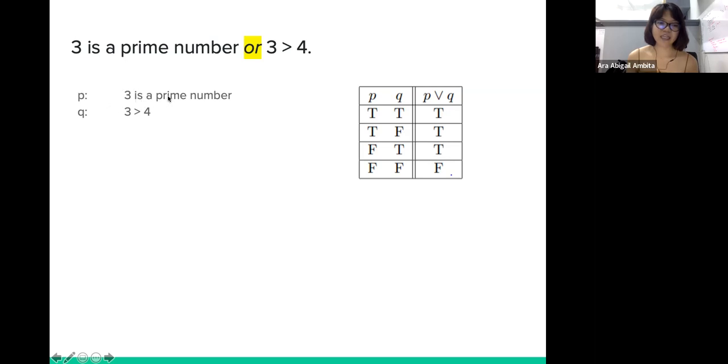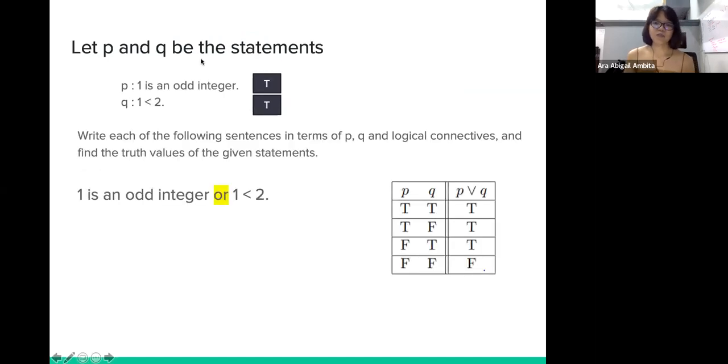P, 3 is a prime number, that is true. Is 3 greater than 4? No, it is false. But since we are using a disjunction, P is true and Q is false, P or Q will be true because our requirement for this to be true is only that at least one of P or Q is true. So we can say that the disjunction P or Q is true. Now let's move on to another example.